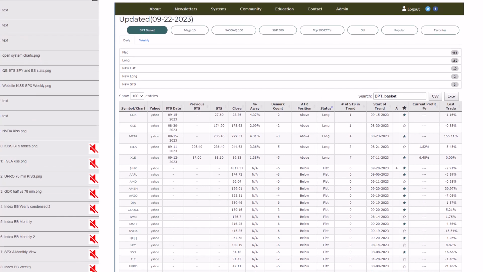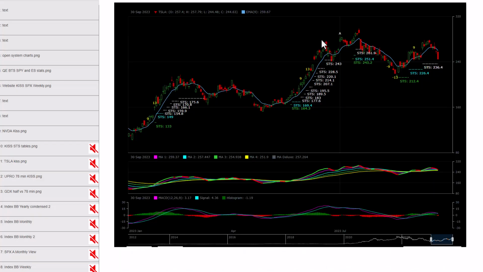Chart 11, here's the Tesla KISS system. You can just see how this is done this year. You can see it took a nice winning trade back in, looks like February, March. Had a nice winning trade, got out, then it went back long again. I think this was May, June. Had a nice winning trade. Then it got back in, and you can see it's currently in with the current smart trailing stop of 236.40.